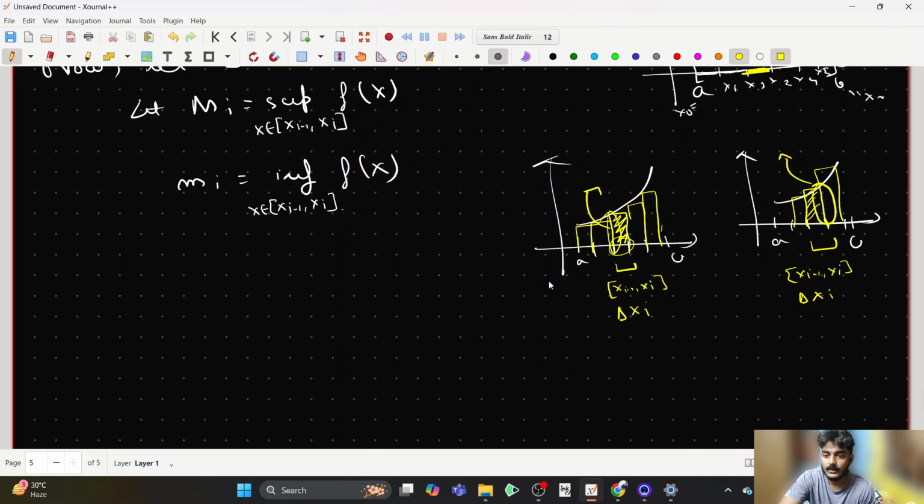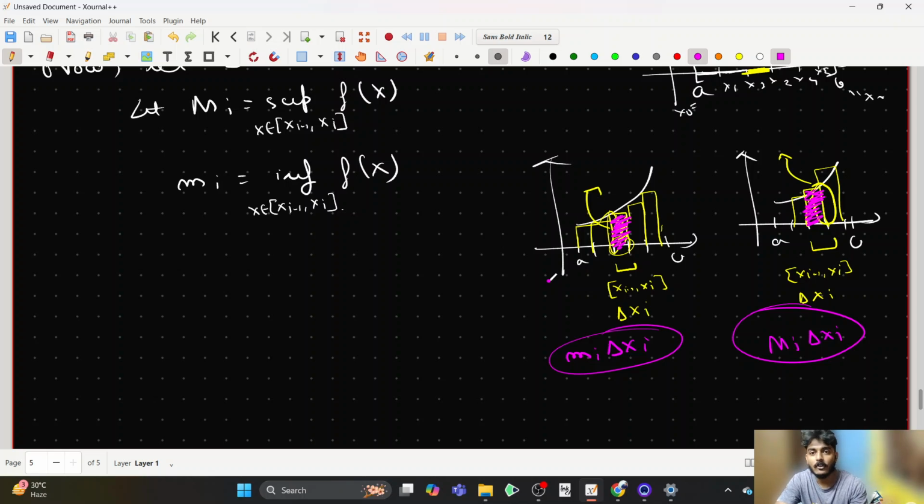Therefore, in this case, if I take capital Mi times delta xi, I'll get the area of this rectangle. Similarly, if I take here small mi times delta xi, I'll get the area of this rectangle. And once I add them all up, I'll get the area of all these rectangles. Getting my point?